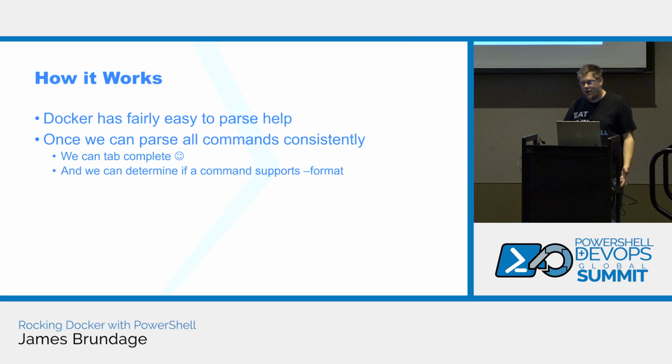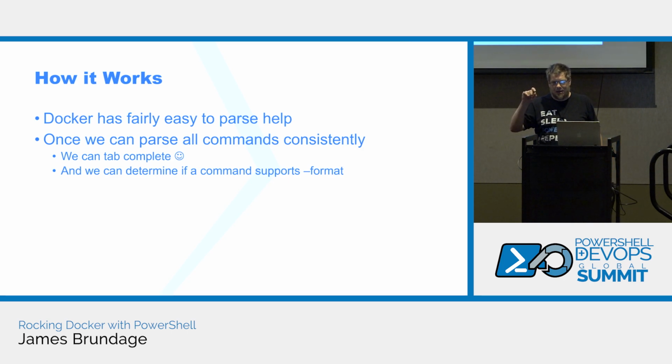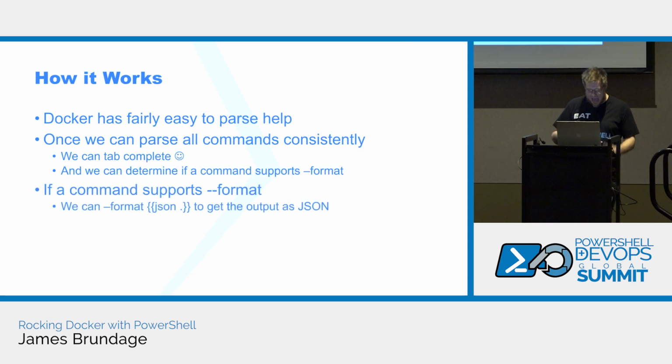Kind of easy dots to connect there, right? This is the cool one though, and I already alluded to it, but Docker commands almost universally support --format. And in fact, I think this is true of the whole Go ecosystem, so if you're a Go guru, chime in now. But in Docker, if you say --format with double curly brace, json dot, double curly brace, it will get the output as JSON.